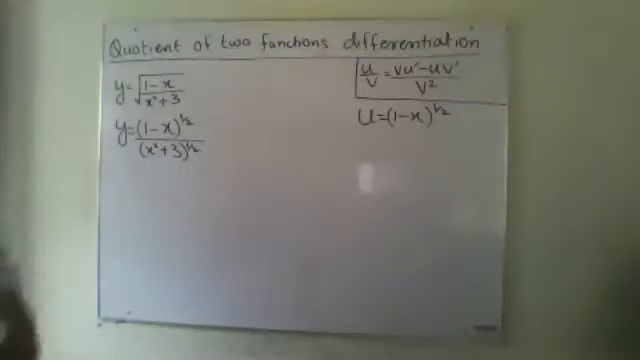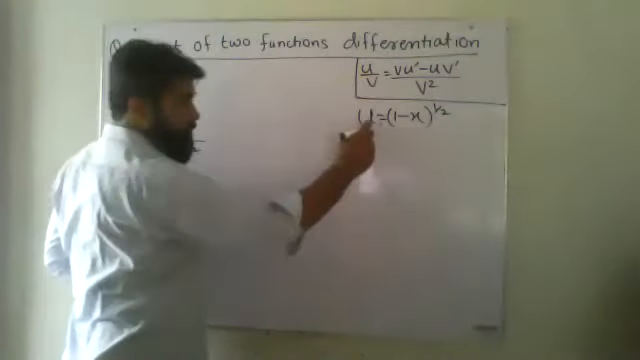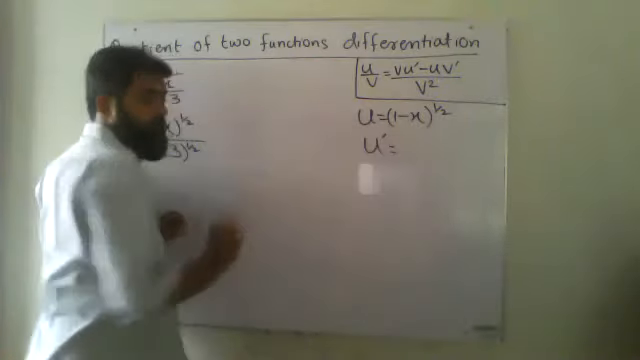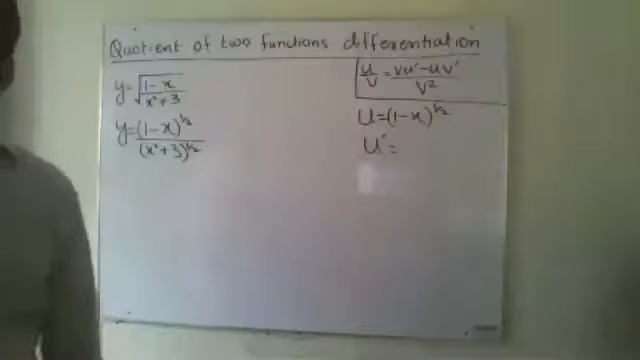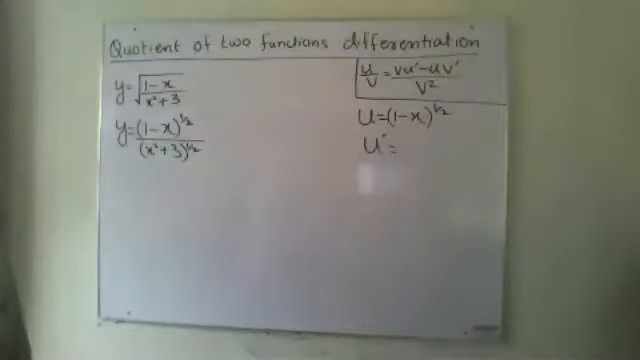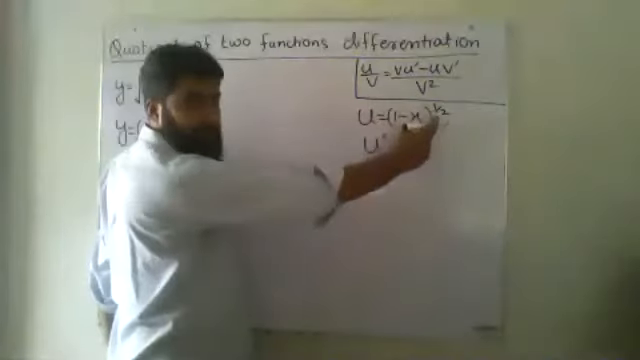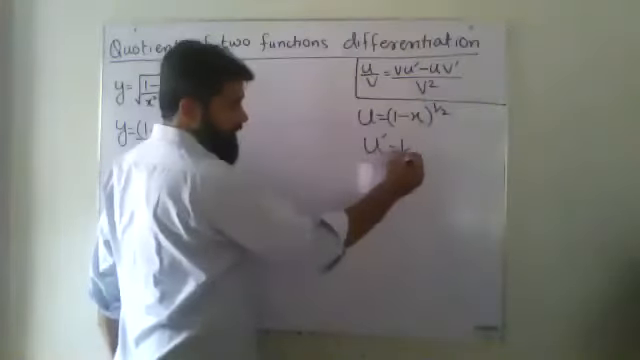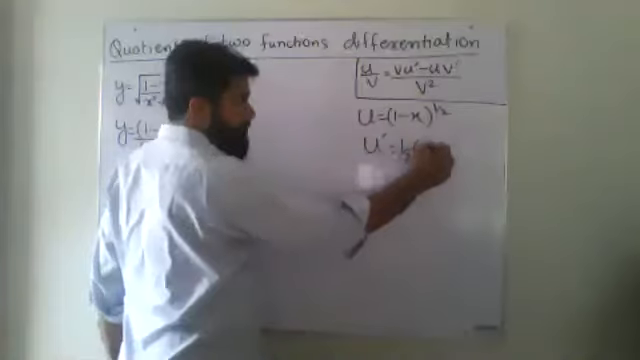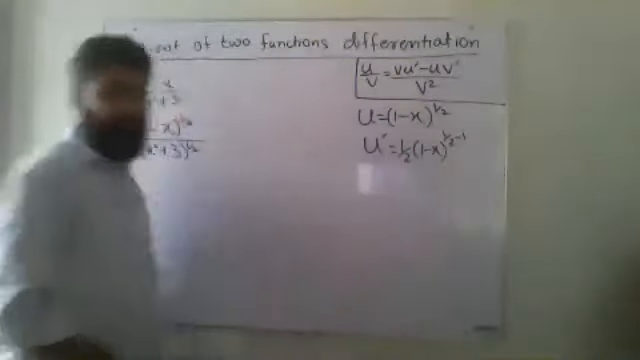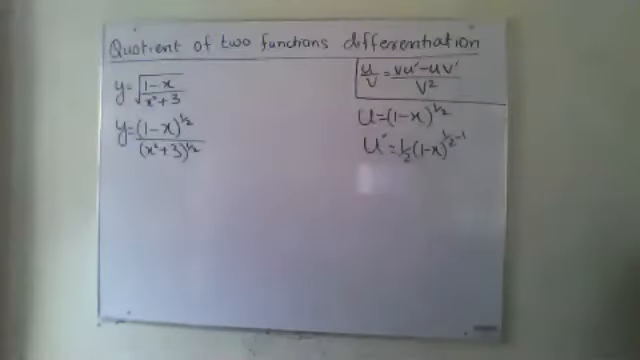Okay? I'm going to simplify this thing. U differential. When I put this sign on u, it means I'm saying differential, or otherwise you can write it as du over dx also. So the whole power is there, multiplied by the coefficient, and the whole power will be reduced by 1. My first step is done.